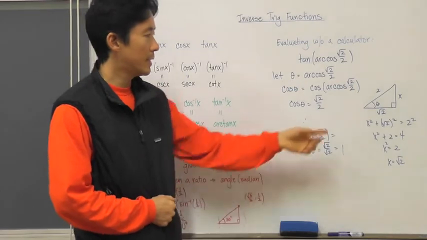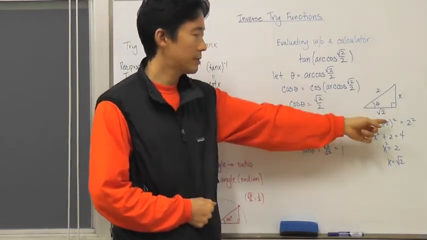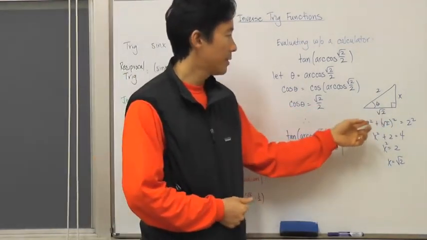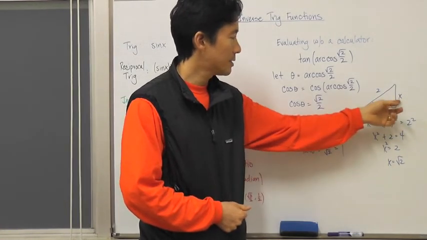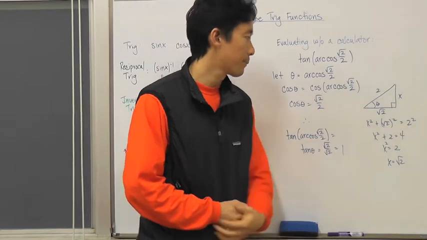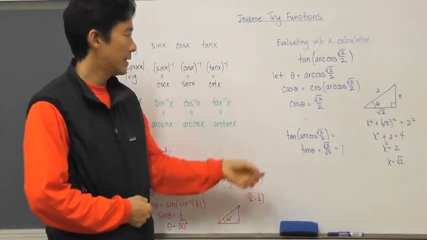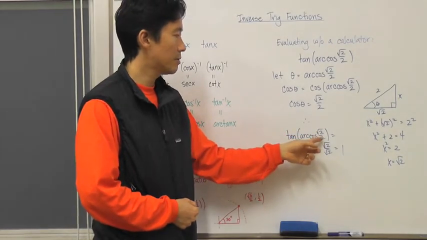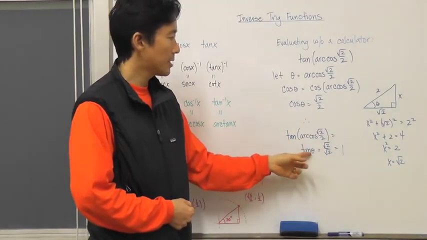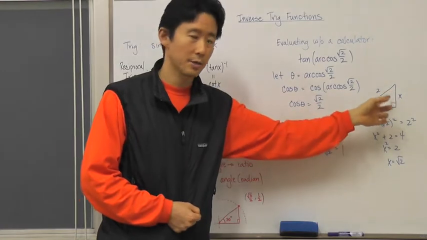So what we know then is, being that this is a right triangle, we can use the Pythagorean theorem. And by doing all of this algebra here, this value of x is going to be the square root of 2. So what that means is that the tangent of the arc cosine of the square root of 2 over 2 is the same thing as the tangent of theta for this particular triangle.